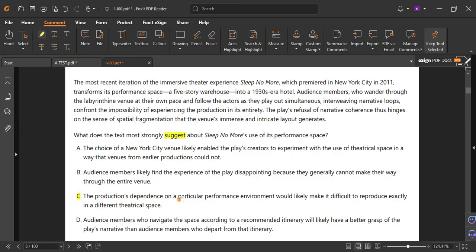The production depends on a particular performance environment. That would make it difficult to produce in a different theatrical space. Why? Because it looks for space, more space to do it. Because they proved that it has a positive factor, gives the Earth more space. Imagine it. As he mentioned here, it transforms its performance space from a 5-story warehouse to a hotel. And this defines the positive effects on the audience. Yes or no? Yes.